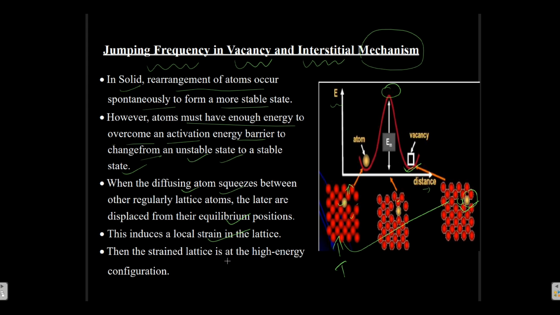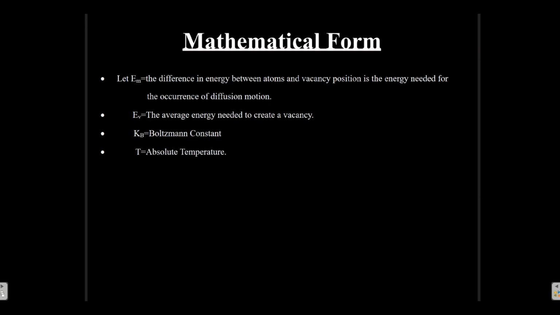Then the strained lattice is at a higher energy configuration. That means it is over here. This is represented over here. And this EM is the activation energy. Now, to understand the mathematical form of jumping frequency, we need to consider a few terminologies, like EM. Simply you can understand EM is the energy needed for the occurrence of diffusion motion.